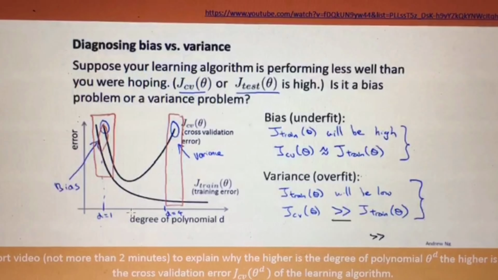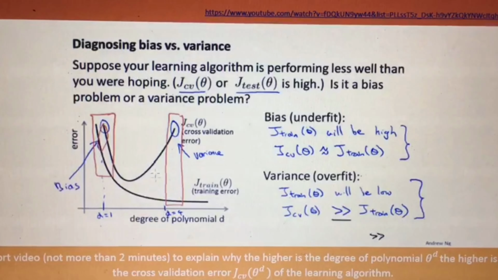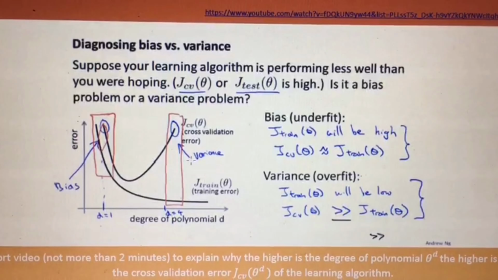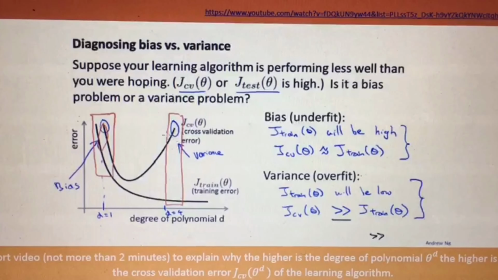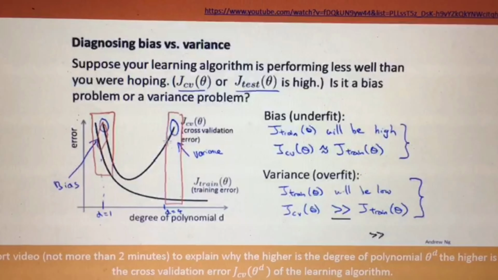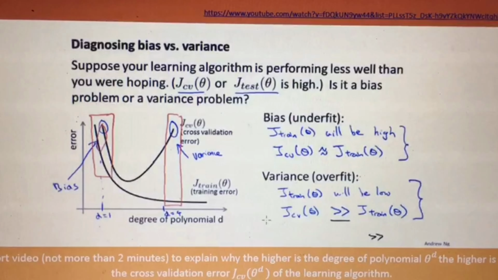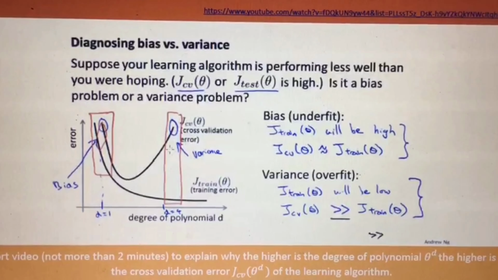In this figure, we are also able to figure out whether the learning algorithm is suffering from high bias or high variance. In this case, we can say this regime corresponds to high variance because the degree of polynomial was too large for the data, and the cross-validation error will be much bigger than the training set error.